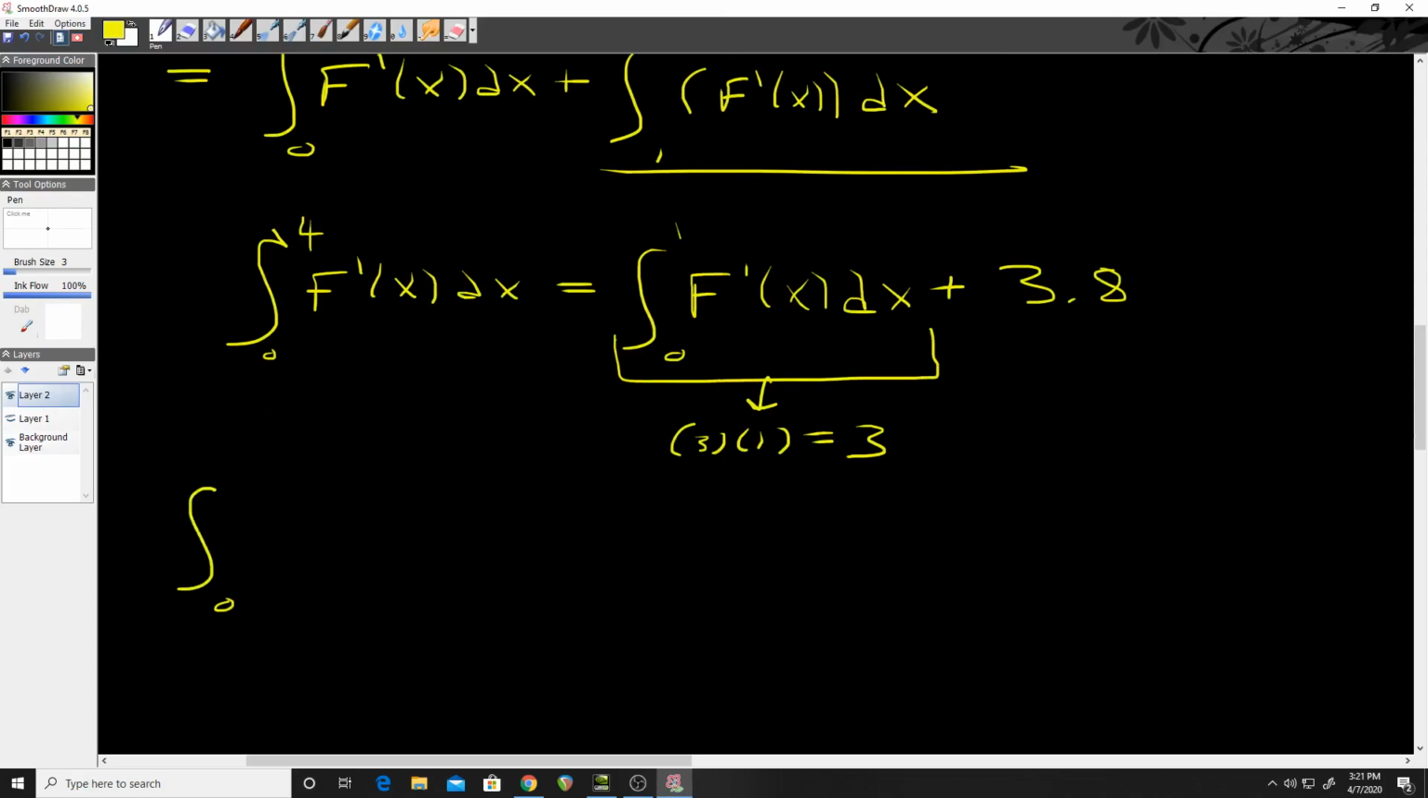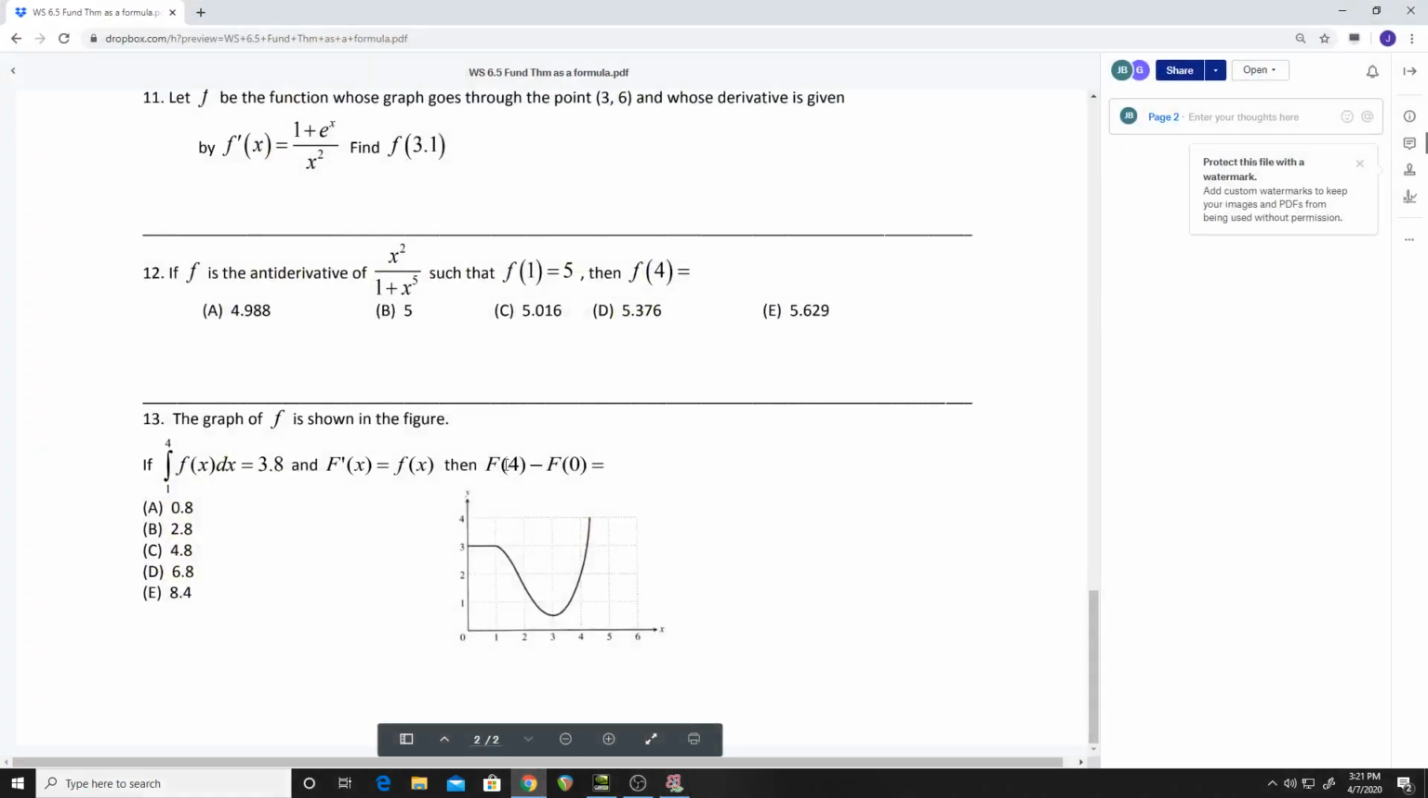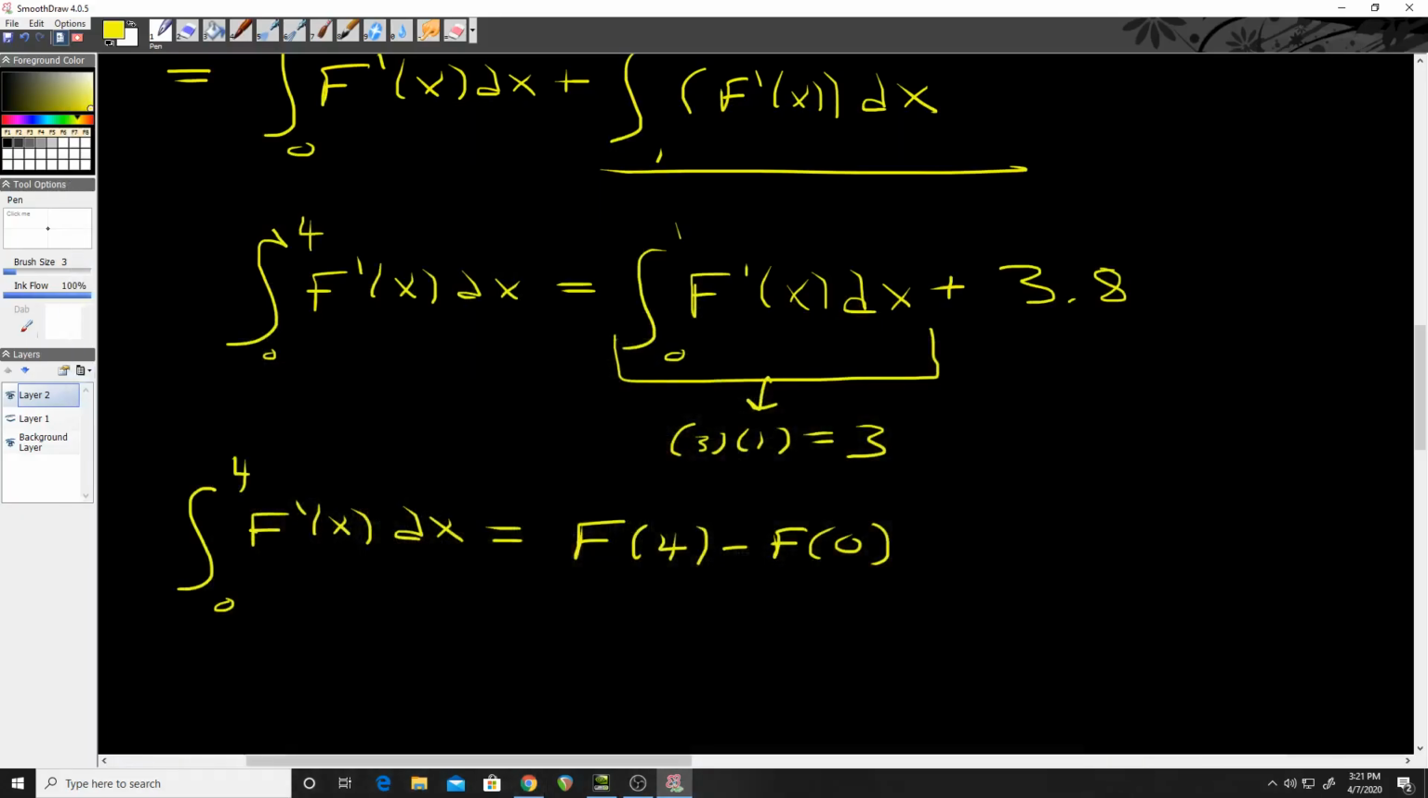So here is what we get. We get the integral from 0 to 4 equals big F at 4 minus big F at 0. This is directly from the fundamental theorem of calculus. And the problem is asking for exactly this: F at 4 minus F at 0. That's what the problem wants to know. So in effect, the problem is asking for the integral from 0 to 4, which is what we've been talking about.